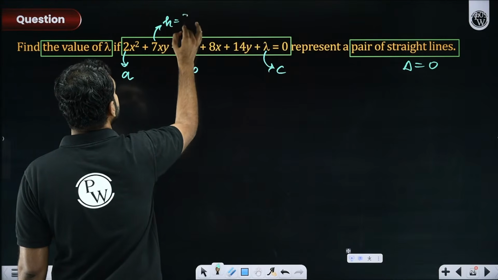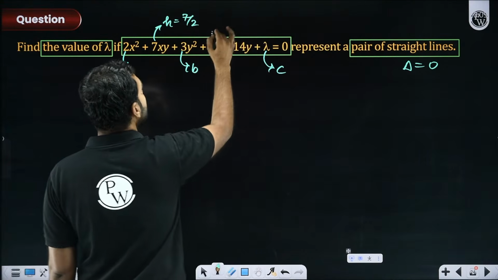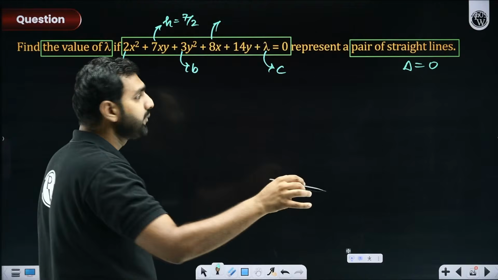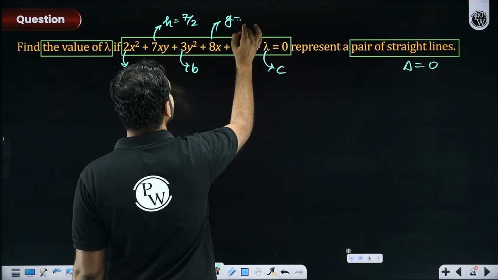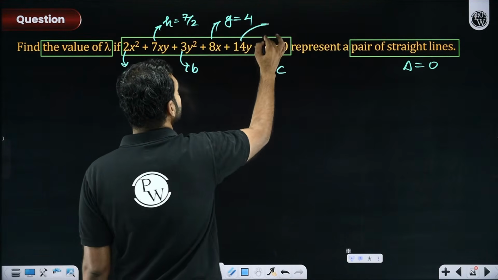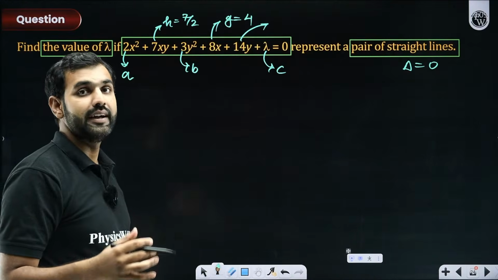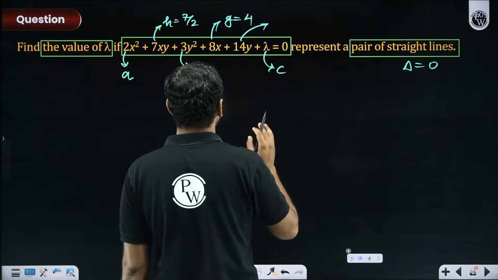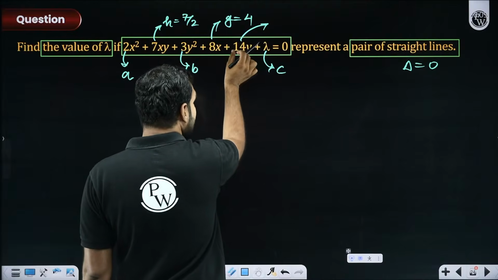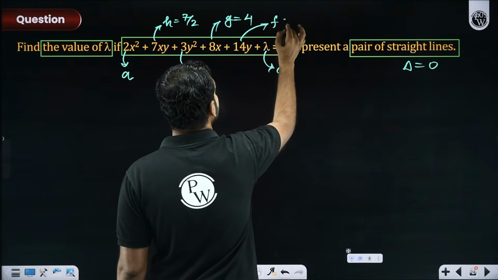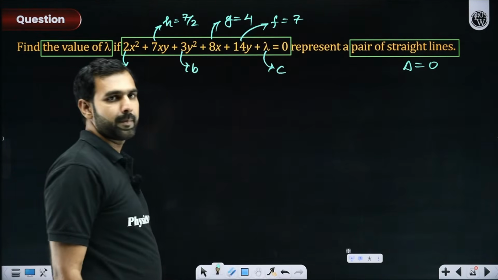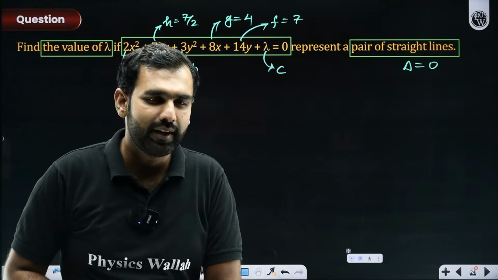So h will be 7 by 2. Coefficient of x is 2g, so g will be 8 by 2. Coefficient of y, I hope you remember, is 2f. So f here will be 7. Did you all understand how I found them?